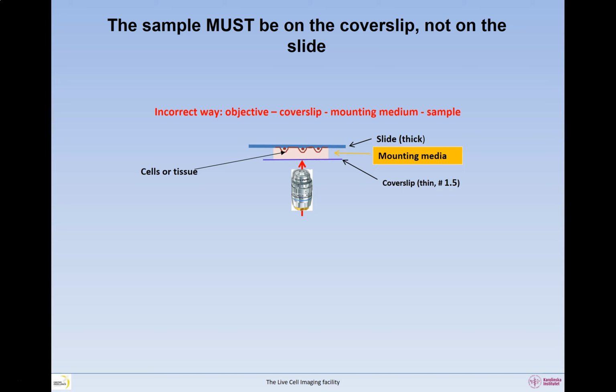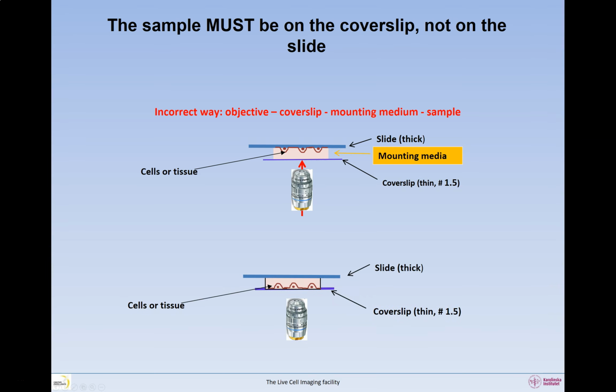As we mentioned before, all objectives from all manufacturers are designed for a sample where the cover slip is 170 micrometer thick and the sample is directly touching the cover slip. When you place your sample on the slide, the mounting medium ends up between the objective and your sample. This means that you introduce light scattering. Scattering will prevent you from getting the best focus, and the amount of light that reaches the objective will be reduced, so the image will be both dimmer and blurrier.